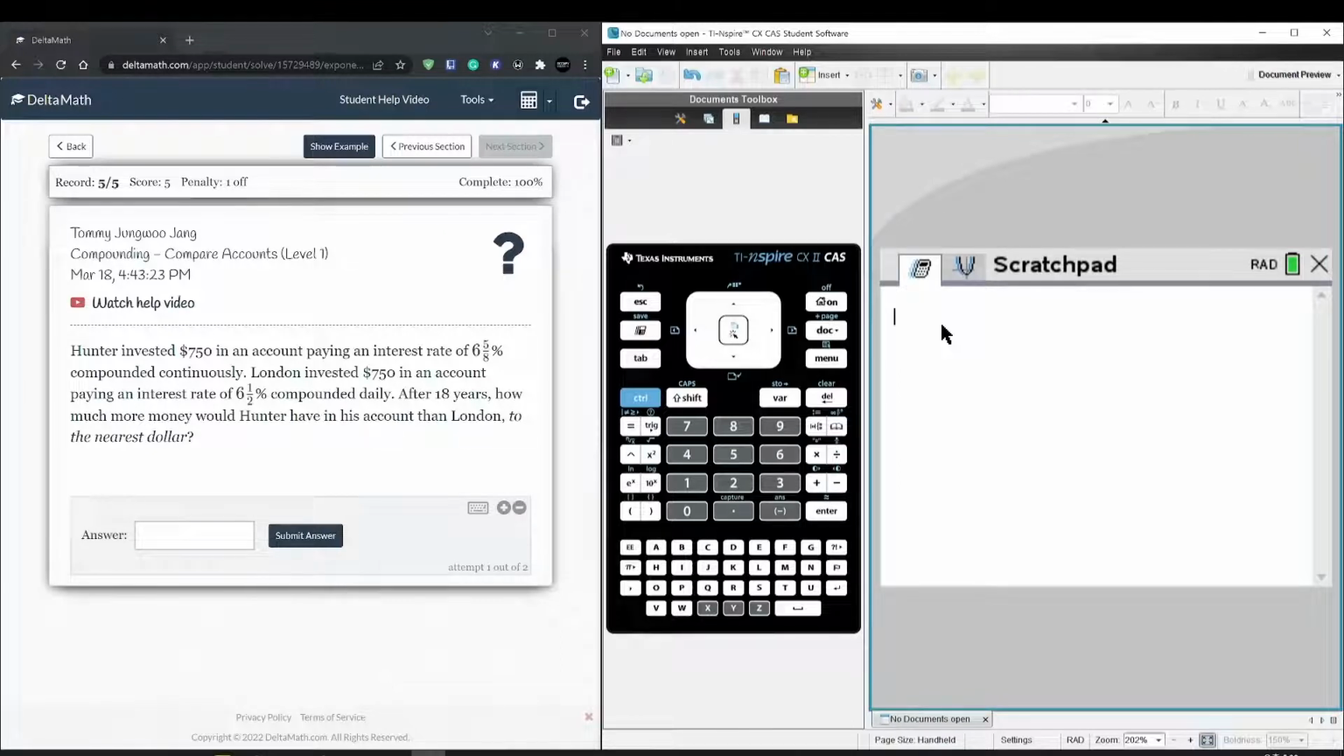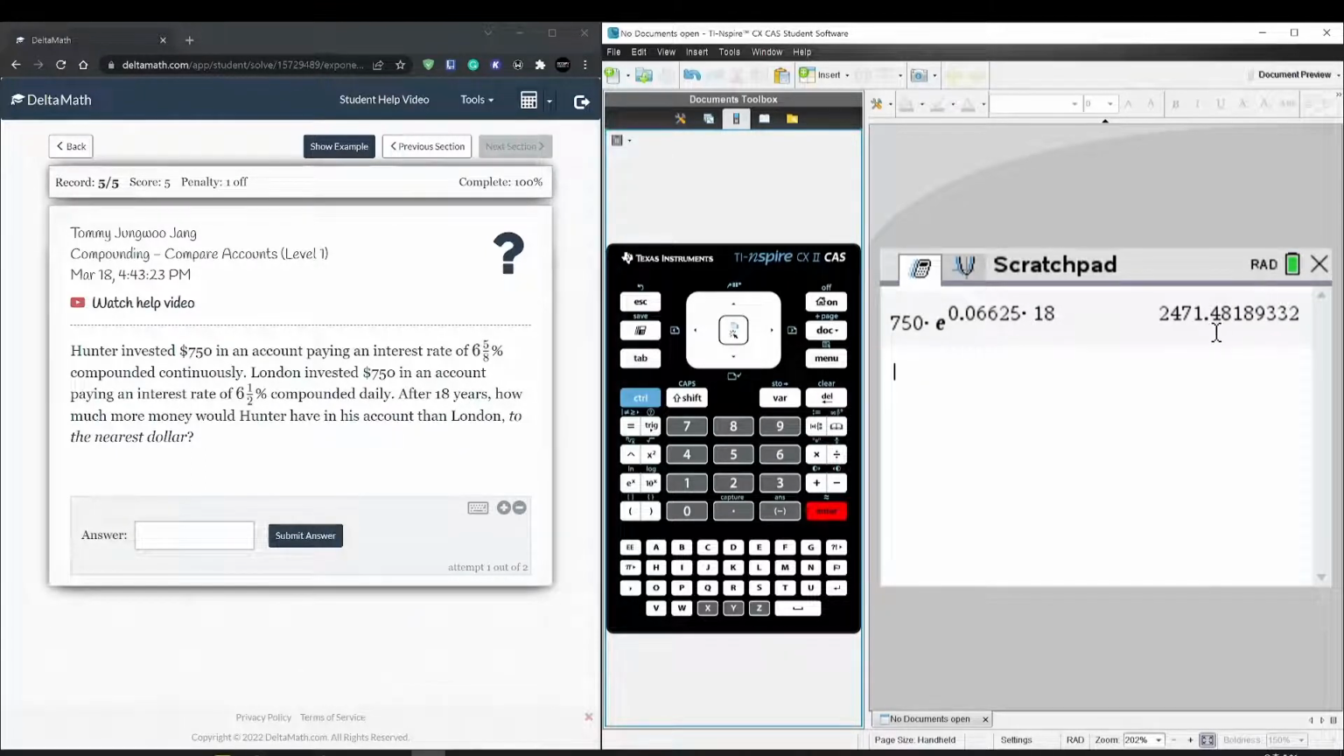So what we have to get is that 6 and 5/8 is 6.625%. If we use our formula here, we can do 750 times e to the power of 6.625, except we have to multiply that by 1 over 100 because that's a percentage. So we have 0.06625, and then we have to multiply that by how many years? 18 years. If we do that, it's going to give us a value.